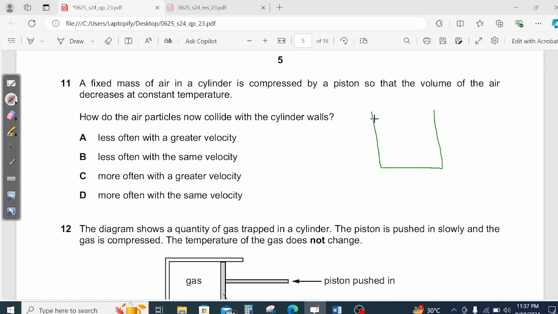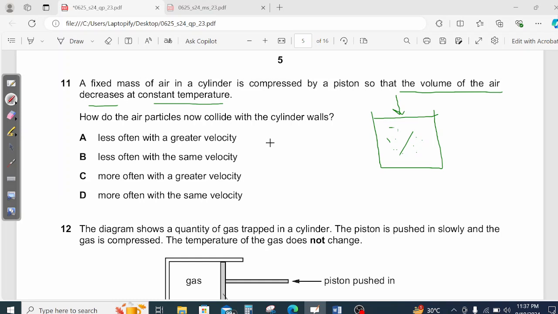This is the piston and there are multiple particles available in the cylinder. The question is that when you compress the gas by the piston, as a result what happens? Remember, it has mentioned the volume of the air decreases at constant temperature. Okay, look at the options. Less often with greater velocity? No.